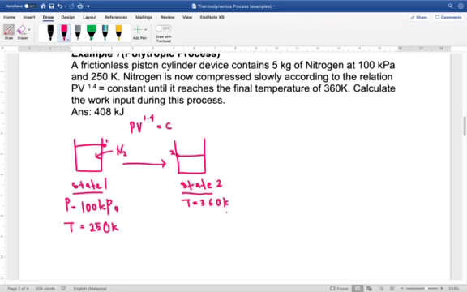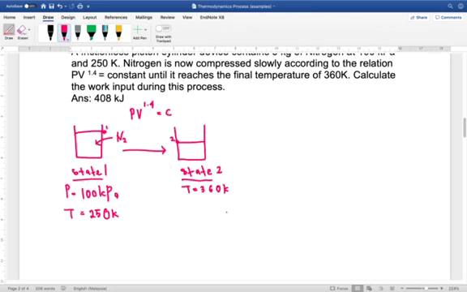Since the piston is moving from point 1 to point 2, there is a work done. So how to calculate the work done during this process? Okay, in our notes, to find boundary work for polytropic, we have a formula.